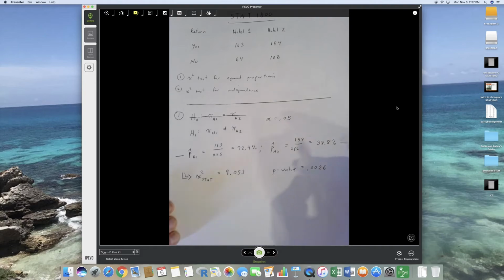Now, what we could say of the 487 who were sampled, clearly, a higher percentage said they would return to Hotel 1 than Hotel 2. But to generalize to our larger population, we have to use a test statistic and a p-value. All right?